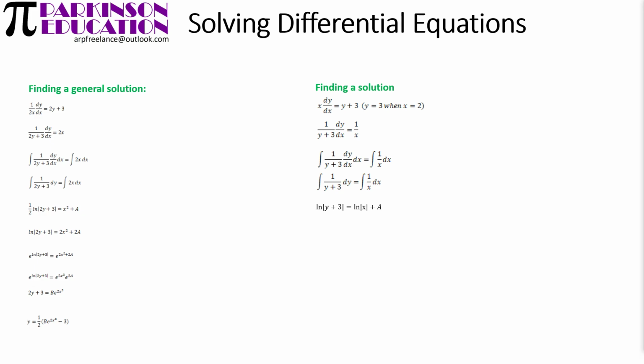I am now going to plug in my values of y equals 3 and x equals 2, and use my laws of logarithms to find a being log 3. I'm going to take it and put it back into my equation, leaving me with log y plus 3 equals log x plus log 3. I can combine this right hand side using the laws of logarithms to give me log y plus 3 equals log 3x. Take exponentials of both sides and then rearrange.